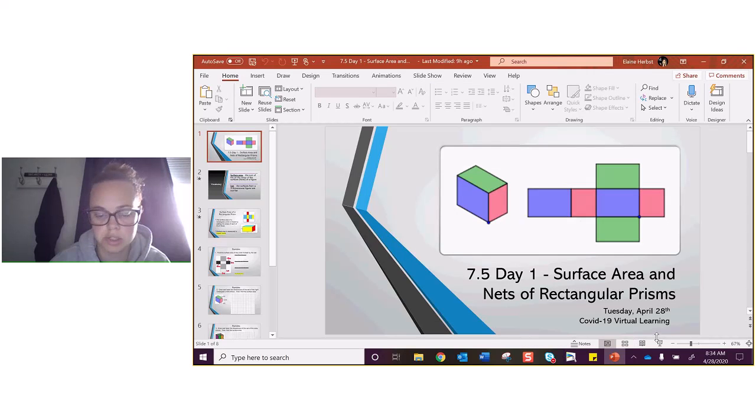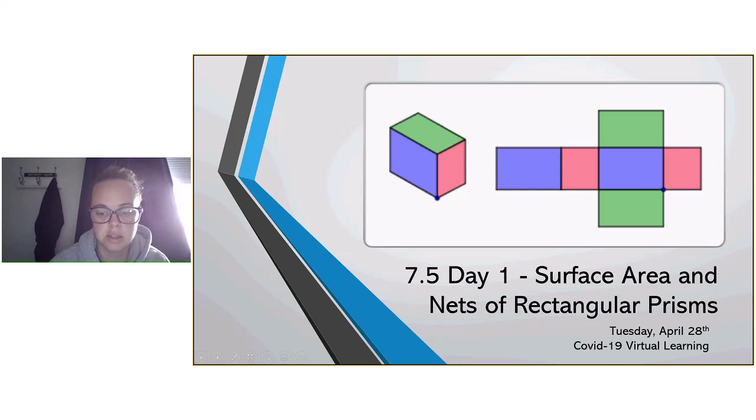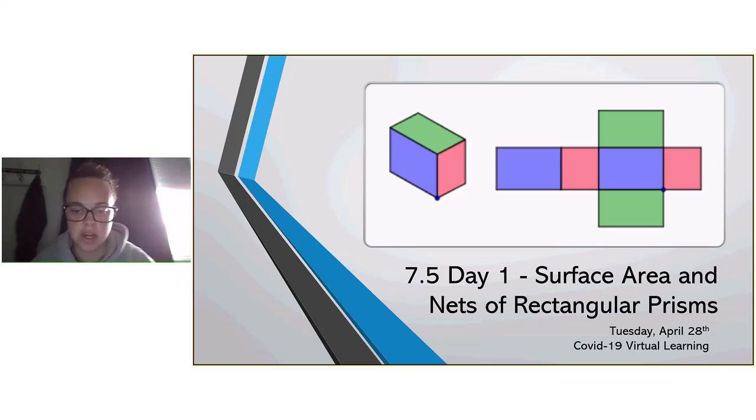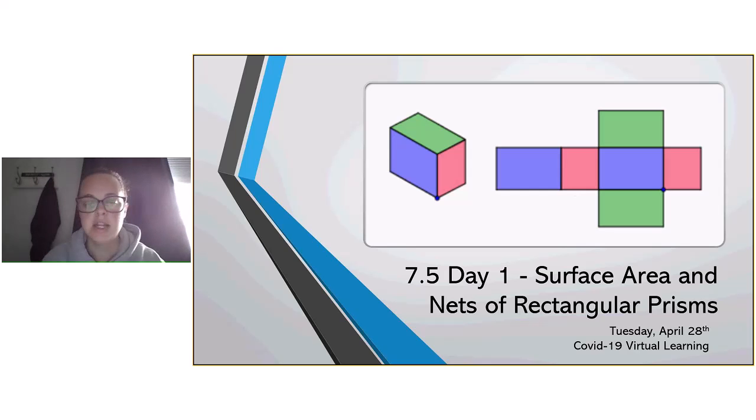So can you see, someone just holler out, can you see my screen, the PowerPoint? Yeah. Okay, perfect. So today is 7-5 Day 1. We kind of split this surface area up into 2 different days. Today it's more of a visual kind of a lesson where we look at drawings and we're counting and calculating area, and then tomorrow we're going to talk about a formula, which might make it a little simpler for some of you. So surface area and nets of rectangular prisms.